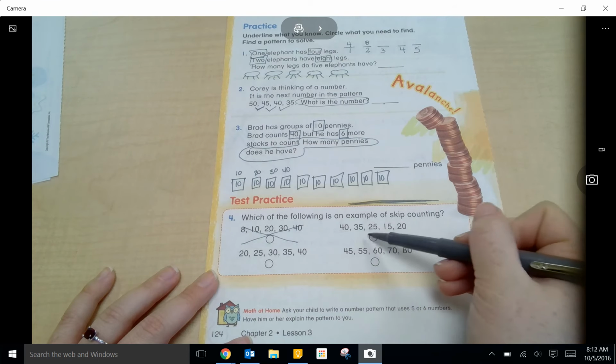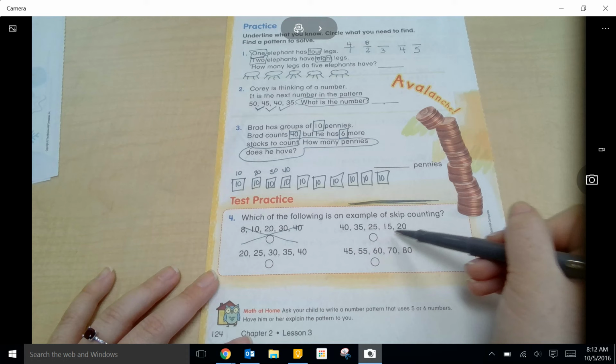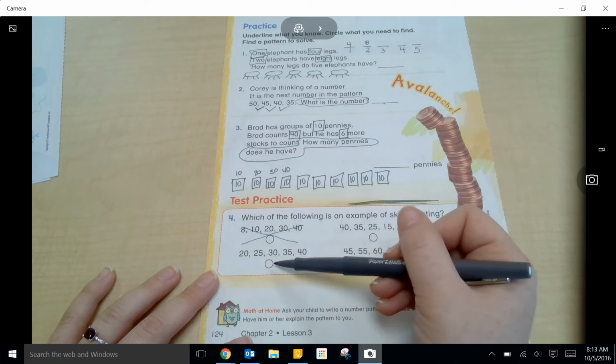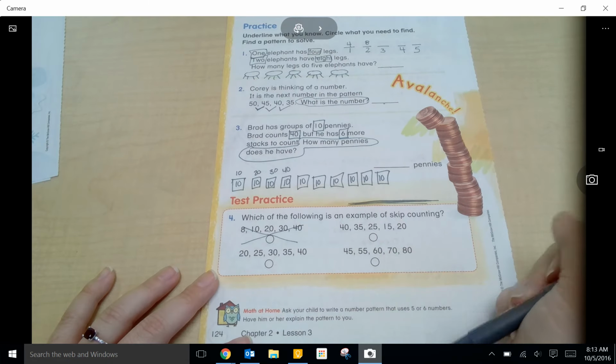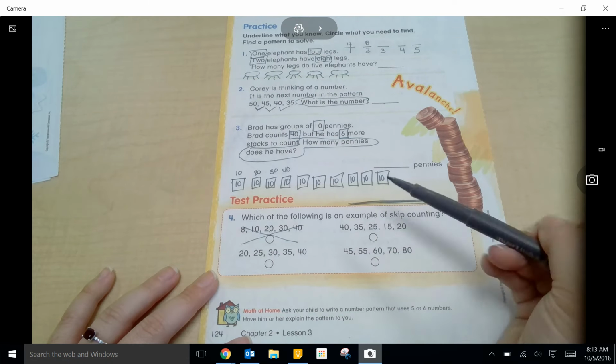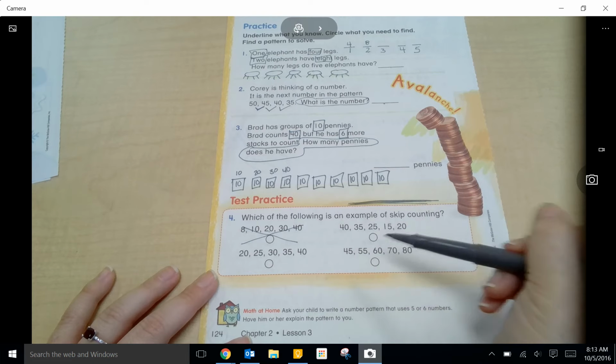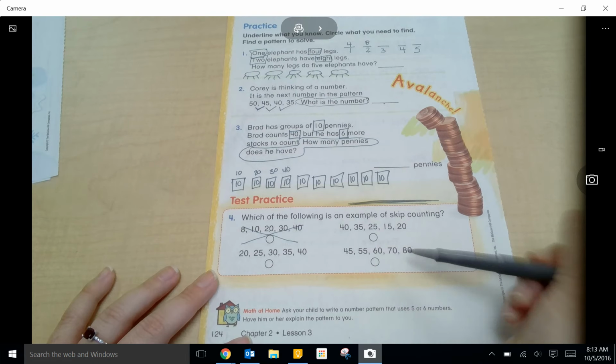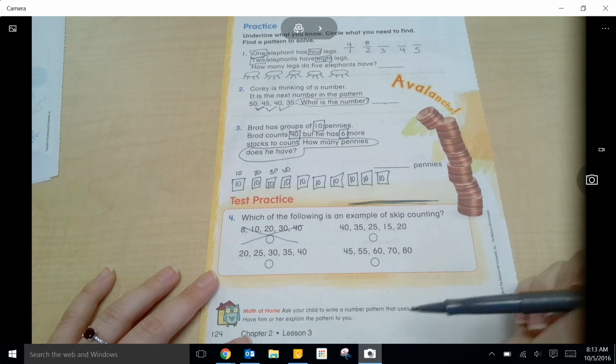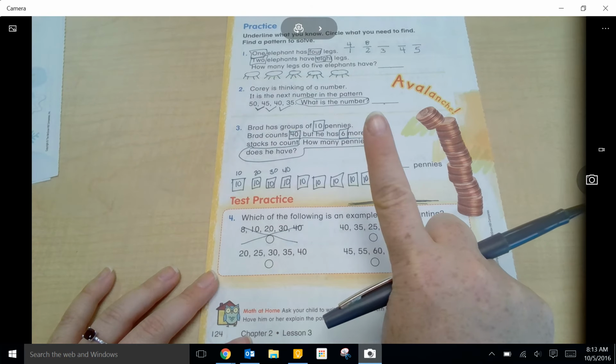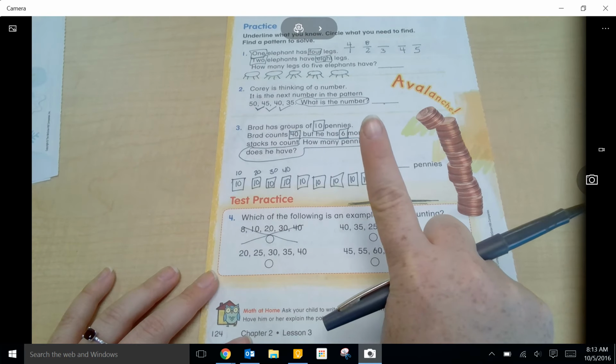So is 40, 35, 25, 15, 20 a good example of skip counting? Is 20, 25, 30, 35, 40 a good example of skip counting? Or is 45, 55, 60, 70, 80 a good example of skip counting? Only one of the remaining answers is correct. Only one.